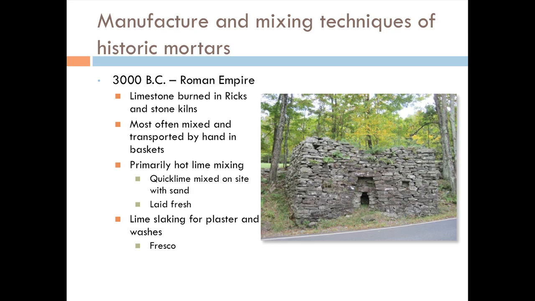In Roman times, it was transported by hand in baskets or carts, and it was all manually done, maybe with some animal power. It was also used in that hot lime mixing technology, where I said they have the quicklime that's thirsty for water and wants to turn back into limestone, and they would mix it with sand on site. The difference is that they would make it very, very stiff. It wouldn't be anything a modern mason would use to lay a brick.